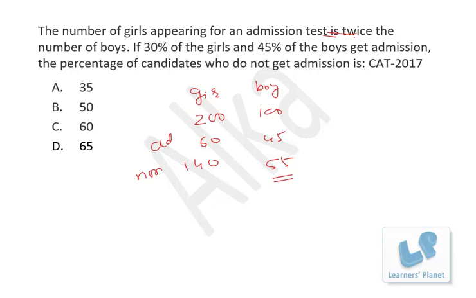So we have to find out the percentage of candidates who do not get admission. In all we have 140 plus 55, 195 out of 300. So percentage-wise we have to find out. I'm eliminating 0, so 65% do not get admission. A very simple problem from CAT 2017 paper, right?